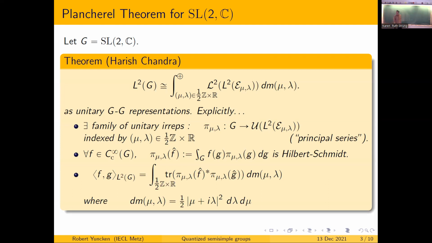I can take the Hilbert-Schmidt norm of all of this family of representations indexed by mu and lambda and integrate them over half Z cross R, or if you like, the weight lattice cross iA star, if you know what that means. Modulo, so with respect to this measure, which Harish-Chandra worked out, dm, where dm is this guy here, it's half the norm of mu plus i lambda squared times d lambda, the Lebesgue measure on R, times d mu, the counting measure on half Z.